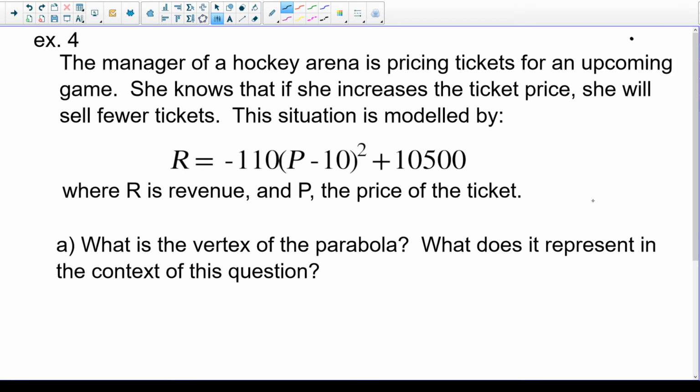The manager of a hockey arena is pricing tickets for an upcoming game. She knows that if she increases the price of the ticket, she will sell fewer tickets. This situation is modeled by this equation. R is equal to negative 110 times P minus 10 squared plus 10,500, where R is the revenue and P is the price of the ticket. What is the vertex of the parabola, and what does it represent in the context of this question? So once again, we're looking for a vertex. We're asking for h and k.